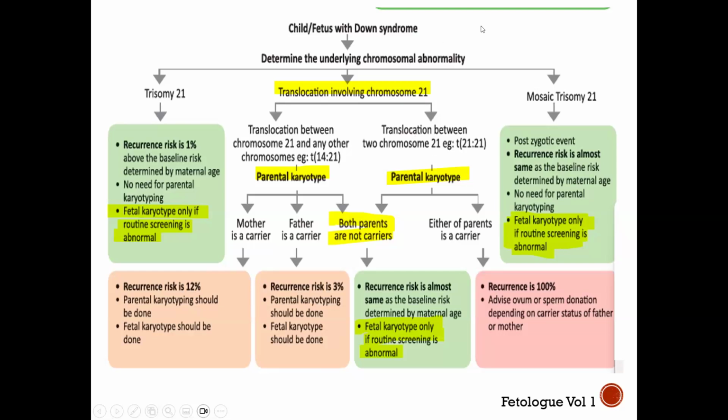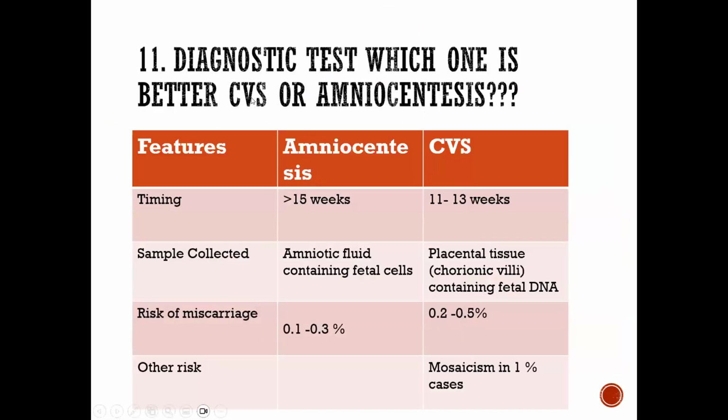But if the patient has a previous Down syndrome baby, they will be very anxious. So if the patient wishes, we can go ahead directly with invasive testing. Now, which invasive testing is good, CVS or amniocentesis? It totally depends upon the patient presentation and gestational age. If the patient comes between 11 weeks and 13 weeks 6 days, then chorionic villus sampling. After 15 weeks, amniocentesis. Both tests are good and equally effective, but the risk of miscarriage is slightly higher in case of CVS, that is 0.2 to 0.5%.